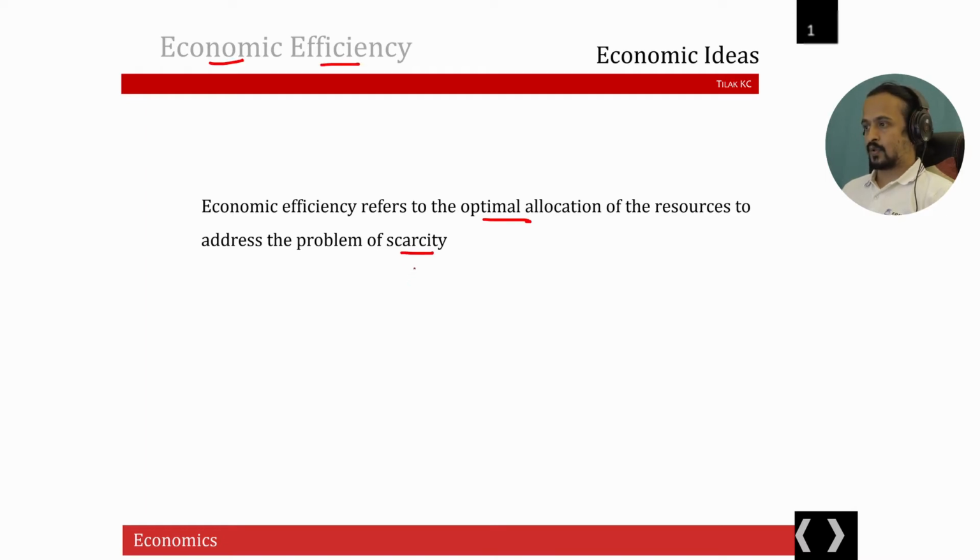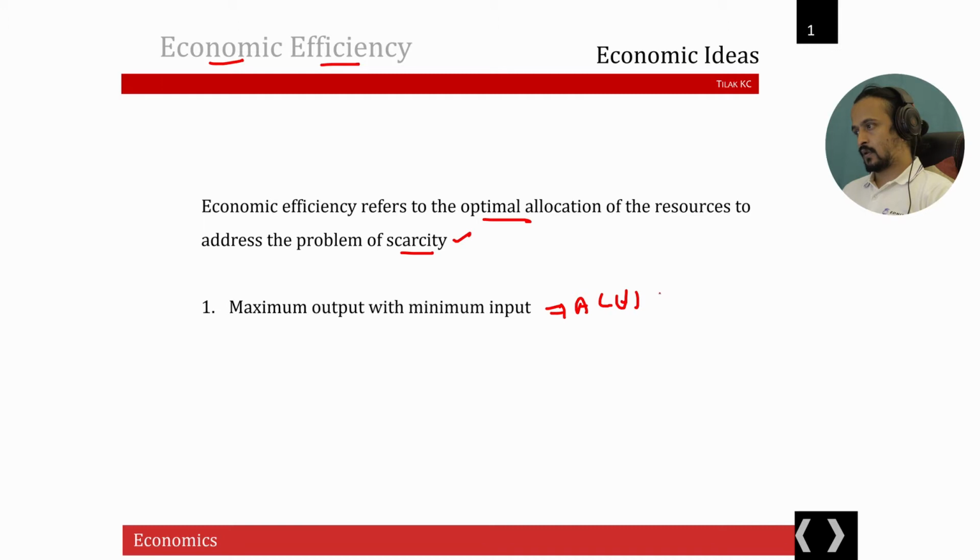Okay, remember the two dimensions of economic efficiency: optimal allocation or the best possible utilization of the resources to solve the problem of scarcity. There are three dimensions or three types of efficiency. The first one is associated with producing maximum output with minimum input, and when this happens, the average cost tends to significantly fall. This kind of efficiency is often called productive efficiency.